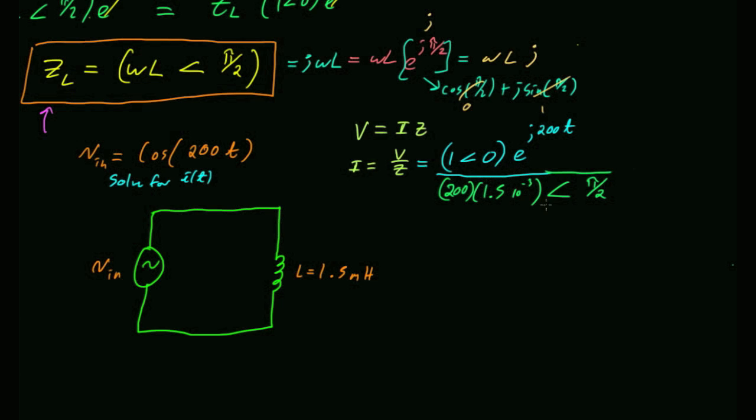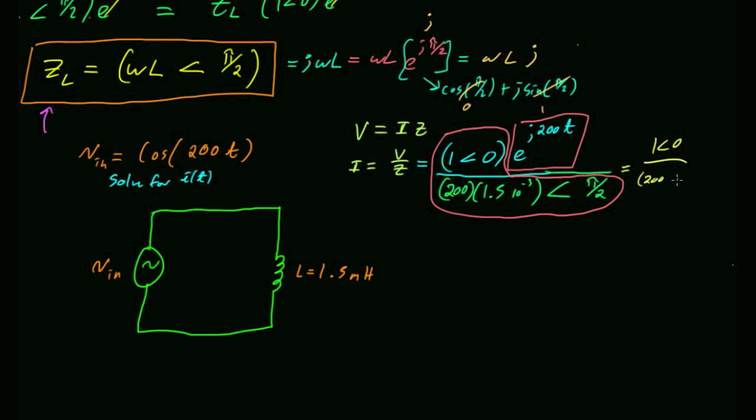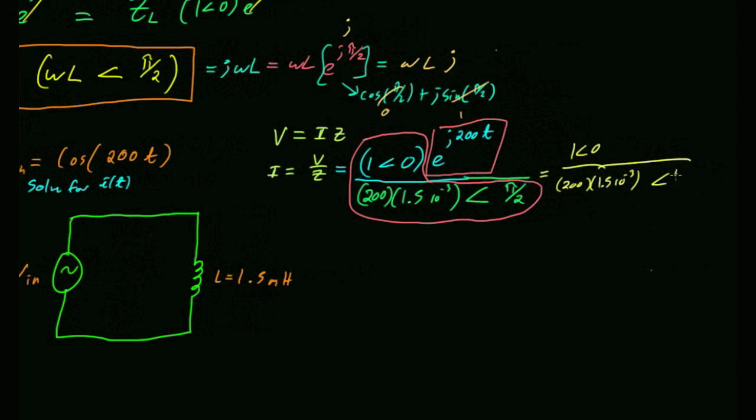So let's look at my expression. I've got e to the j 200t. That's the cosine bit. And then I've got a ratio of two phasors out front. That's going to tell me how much cosine I have. So let's do the math on the phasors. Let me just rewrite it. I've got 1 angle 0 divided by 200 times 1.5 times 10 to the minus 3 angle pi over 2. Can I simplify that? I hope so.